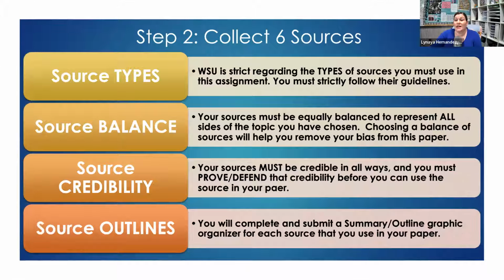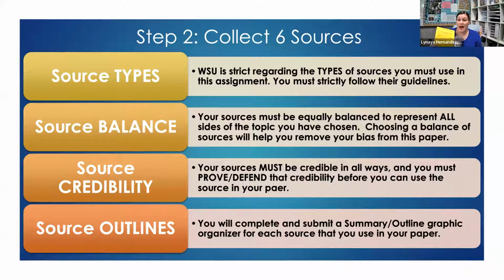Then you have to collect 6 sources on the topic. I know that sounds like a lot, but Weber State has certain guidelines on these sources. There are some restrictions on what sources you can use, and by the nature of the literature review assignment, you also have to make sure that your sources are balanced and credible. We're going to go through all of what that means.